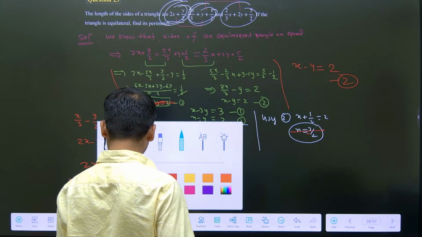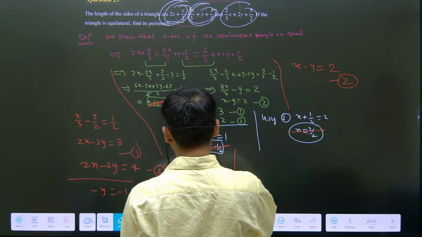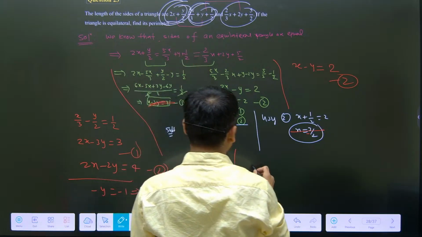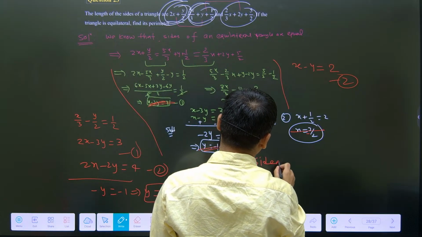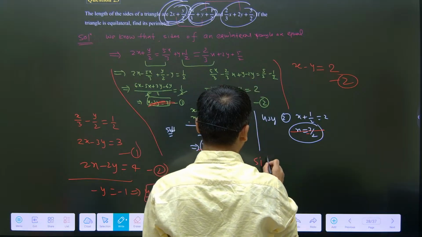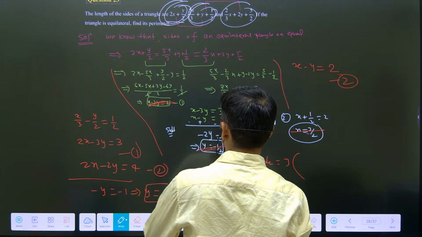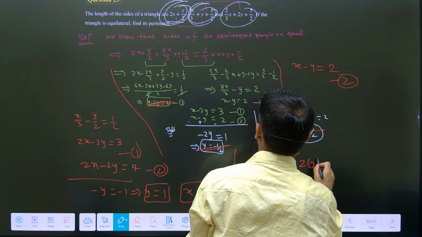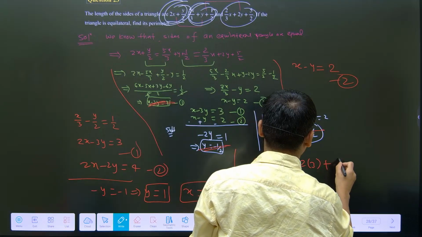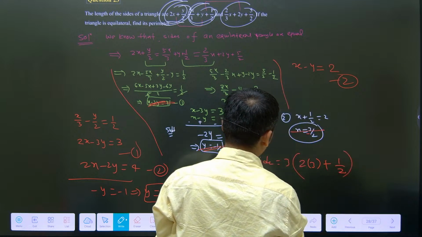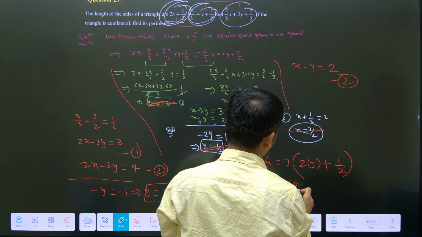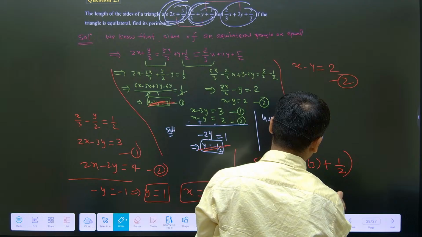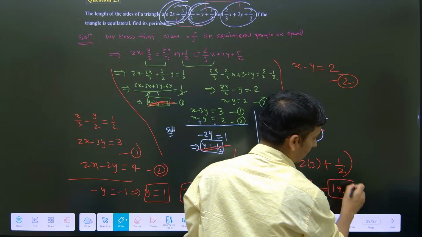Now, we should find the side length. You can put this x and y in any one of them. So the side length will be 3 times, put x as 3 and y as 1 in any one of them, right? So 2 into 3 plus 1 by 2, right? So it is 18 plus 3 by 2, no? 19.5. That should be the final answer.